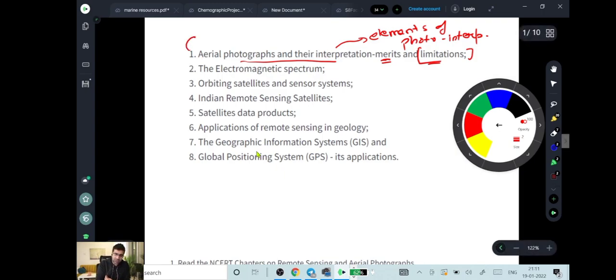For this chapter in your course, I've given you an NCERT chapter which you have to go through. There is an entire chapter, so just read that chapter on aerial photographs. Sometimes in previous year questions they asked the difference between a map and an aerial photograph and all those. Basically everything is covered in that NCERT chapter.